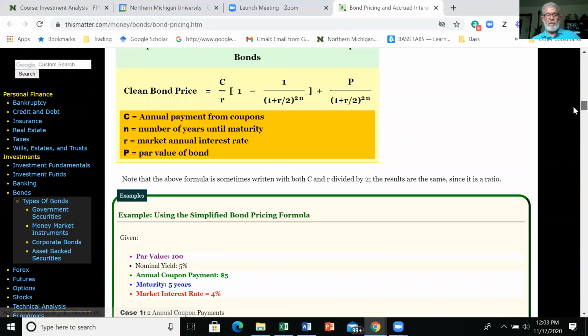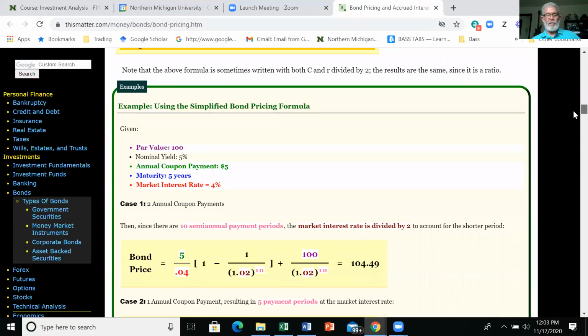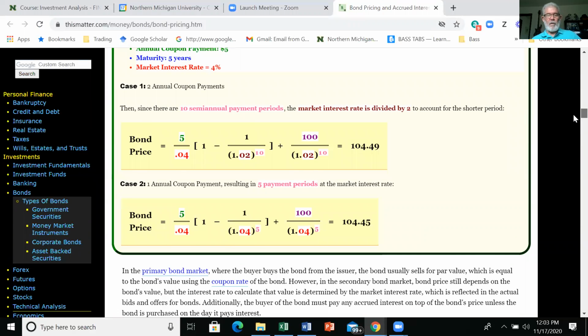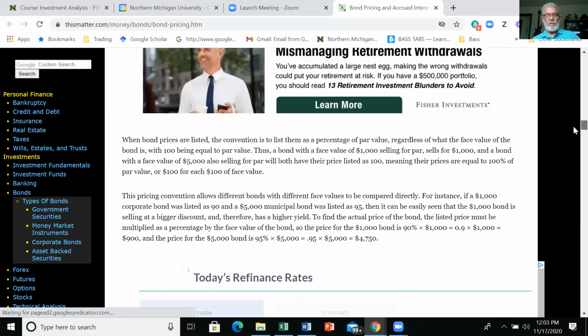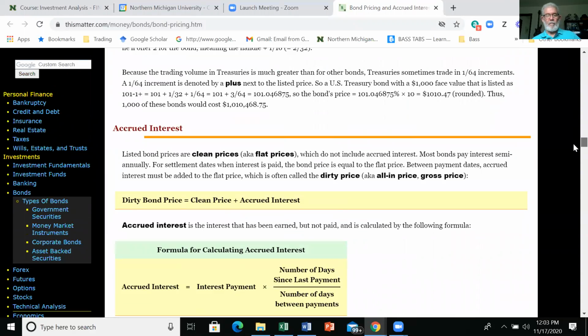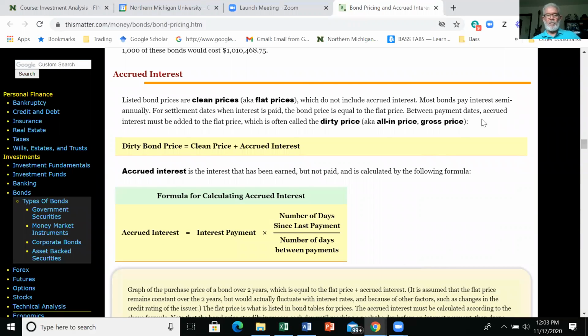And most of this we know: semi-annual coupons, simplified bond pricing, annual coupon, semi-annual coupon. But here's the good stuff. Accrued interest, which is number 10. Listed bond prices are clean prices, also known as flat prices, which do not include accrued interest. And so if we're buying between coupon dates, as the problem does in the book, it's called a dirty price, the gross price. And then it includes the clean price plus the accrued interest.